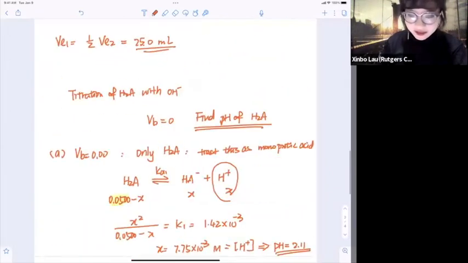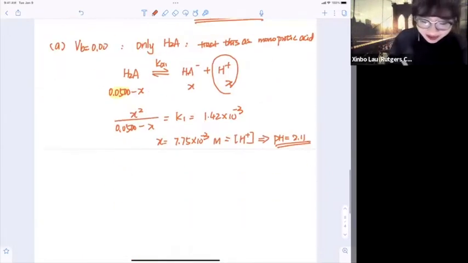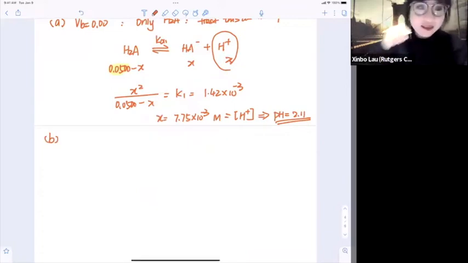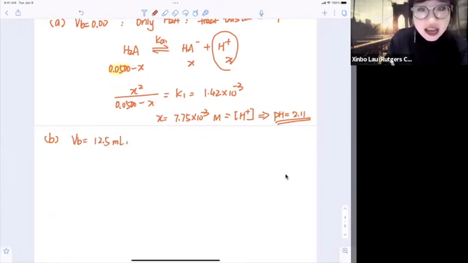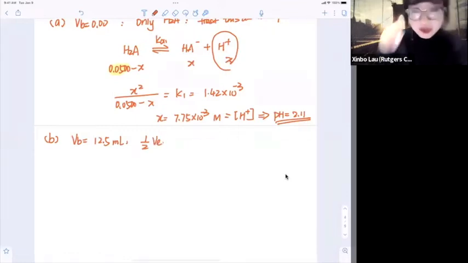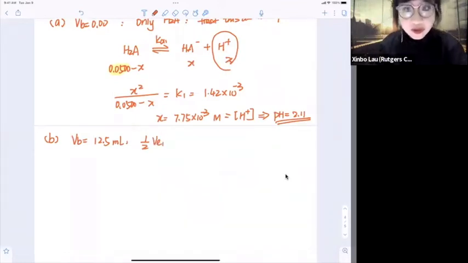Many of the regions don't actually require calculation, because if you know what we're dealing with, the answer is quite straightforward. If we're adding 12.5 mL, we already understand this is half of the first equivalence point. We're halfway to the first equivalence point. You go, what's going to be there?